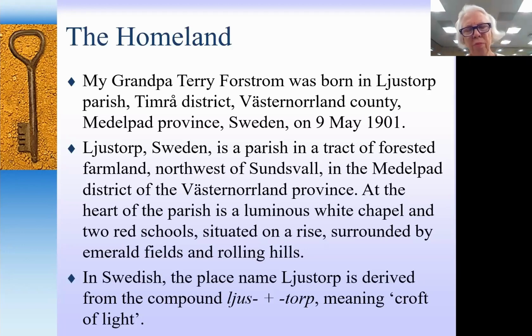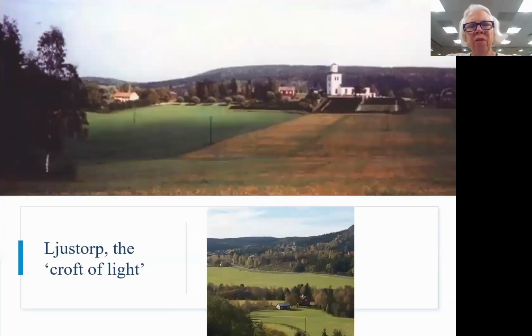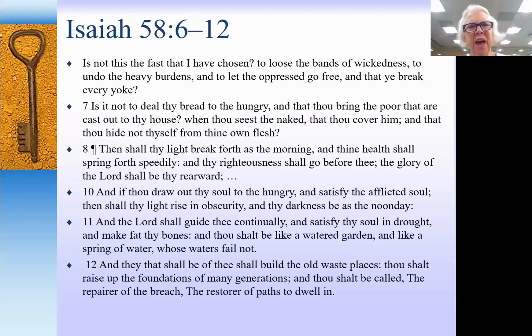In Swedish, the place name Ljustorp is derived from the compound ljus, meaning light, and torp, meaning a croft or a farm property. This is Ljustorp, and it's such a beautiful place. I hope you can feel that.